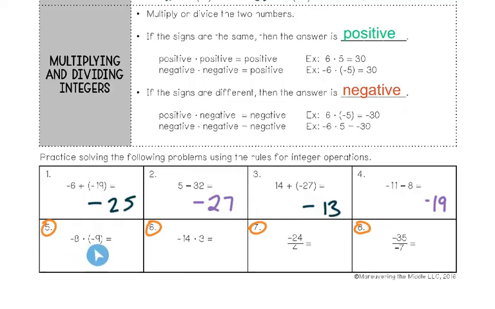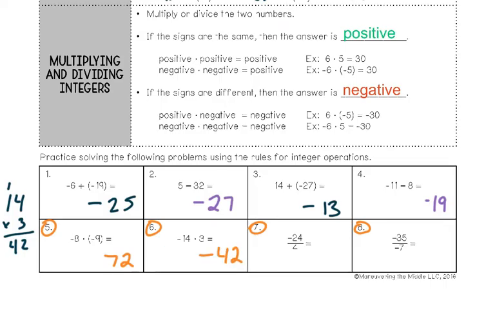It has a negative times a negative, so I know my answer will be positive. And 8 times 9 is 72, so that's my final product. On number 6, I have a negative times a positive, so I know my answer will be negative. And then off to the side, you can do 14 times 3, which is 42. So my final product for number 6 would be negative 42.